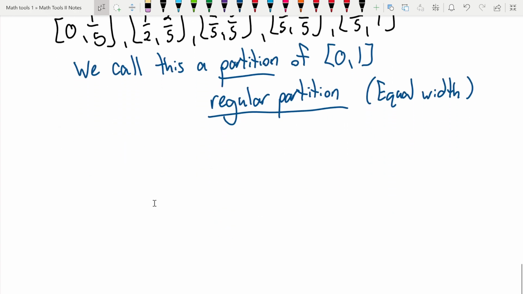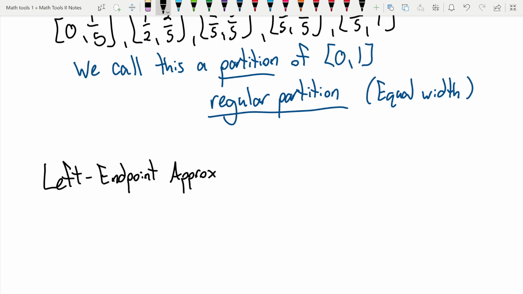The two basic ways that we could go about actually forming the rectangles are by using the left endpoint of each subinterval, or the right endpoint of each subinterval. The left one, for example, we call a left endpoint approximation, or a left-hand sum.